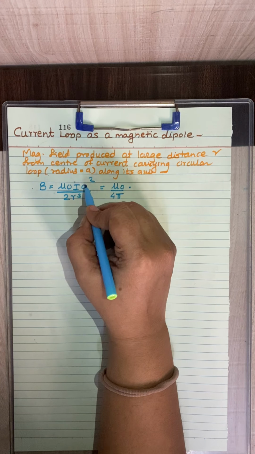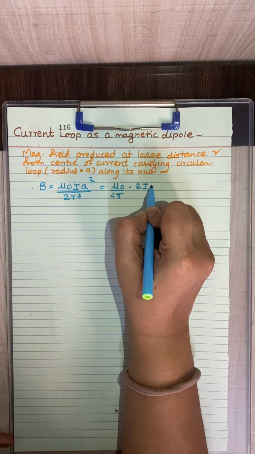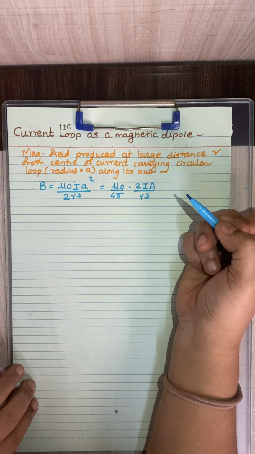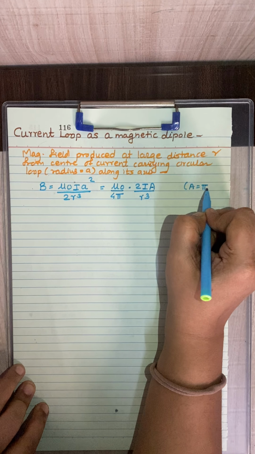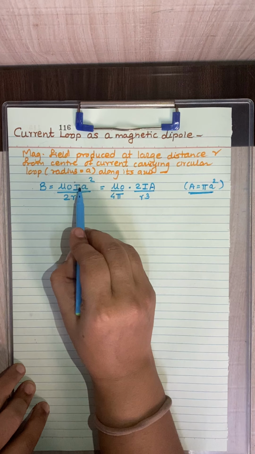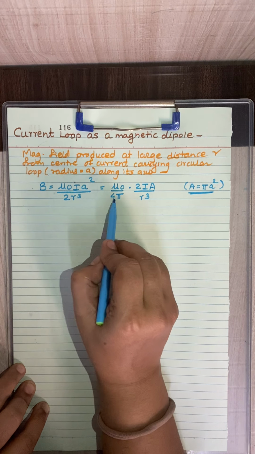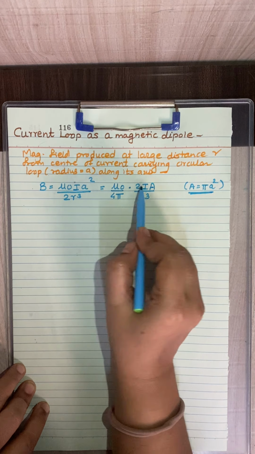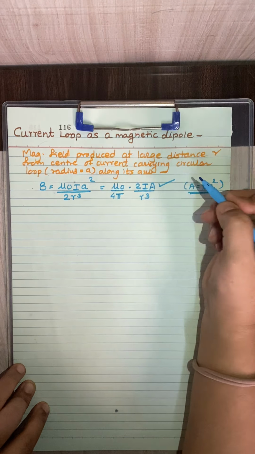In this equation we have to make the changes, that is 2 I A divided by r cube. You can see in this expression A is equal to pi a square, isn't it? So here we introduced pi, therefore here also we have to introduce pi. We have to make this 2 in terms of 4, so we have considered 4, therefore here also we have to increase the 2. So mu naught upon 4 pi into 2 I A upon r cube is now the equation.